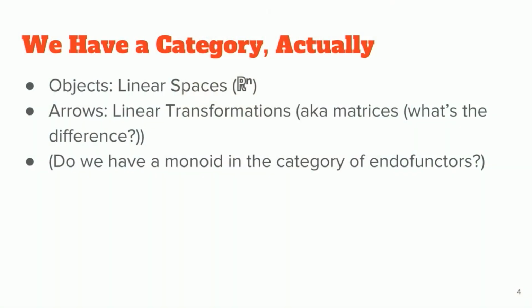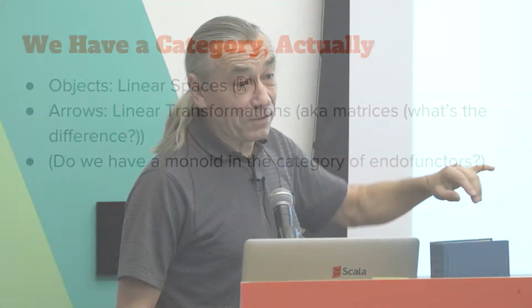More, if you are dealing with linear spaces, right, you have a category. You have a category of linear spaces. Every space is an object in that category, and arrows in that category, morphisms, are linear transformations that are also called matrices. They're slightly different, but it doesn't matter now. Do we have a monoid in a category of endofunctors? No. There's no monad here. Well, I mean, like in my talk.